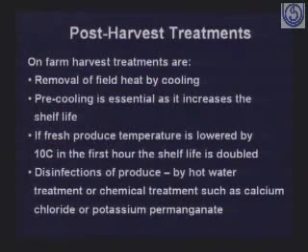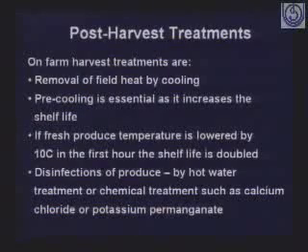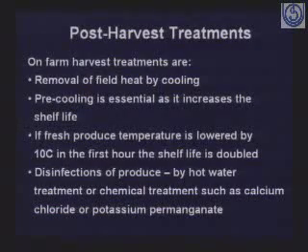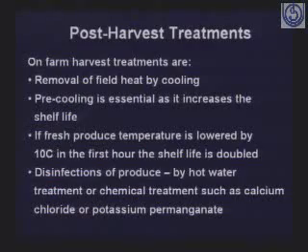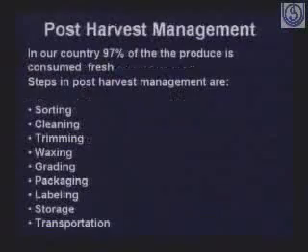Post-harvest treatment. On-farm post-harvest treatments include removal of field heat by cooling. Pre-cooling is essential. It increases the shelf life. If fresh produce temperature is lowered by 10 degrees in the first hour, it has been seen that the shelf life is doubled. We have to also use disinfectants. We can use hot water treatment or chemical treatments such as calcium chloride or potassium permanganate so that the other microbes which are around them can be removed.